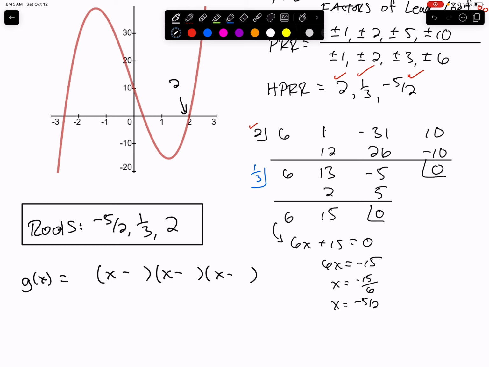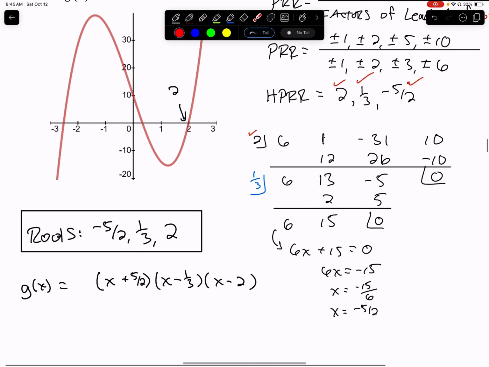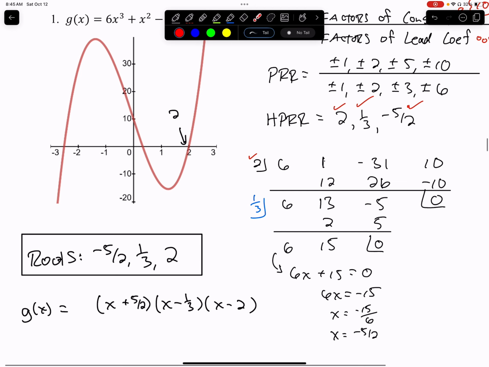We've got x minus a negative 5 over 2, so that's x plus 5 over 2, x minus a third, and x minus 2. Then we have to see, is this actually correct? Because our leading term is supposed to have a 6 as a coefficient. We're going to have x times x times x. If we put a 6 in front, that's going to make it 6x cubed.